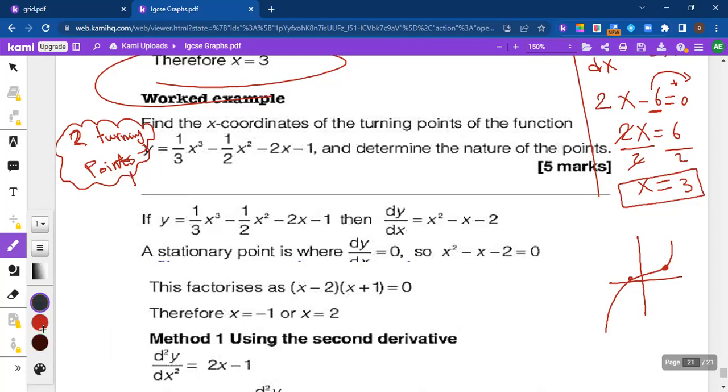dy over dx equals 3 over 9. It will be 3 multiply a third, yes? And 3 multiply a third is 1. So it will be x squared. Why will it be x squared? Because you have to subtract 1 from the power, 3. Yes? Then multiply 2 by half. 2 by half equals what?